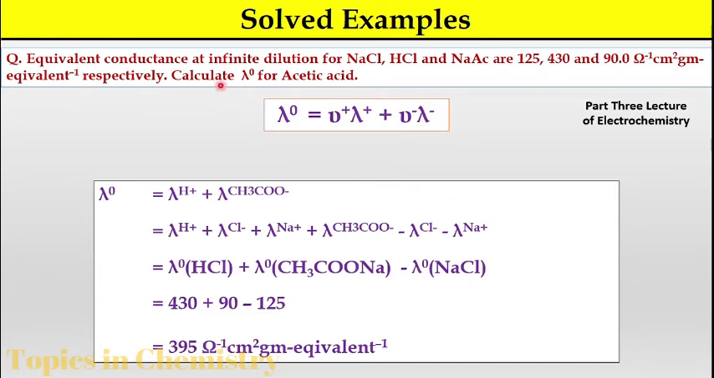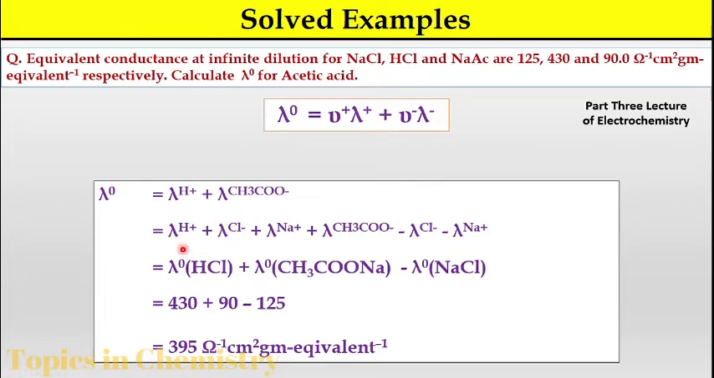Now, if you consider the acetic acid, it will produce one H plus ion and one acetate ion. So nu plus is equal to 1 and nu minus is equal to 1. So lambda 0 of acetic acid is equal to lambda H plus plus lambda of CH3COO minus. So now you can write lambda H plus, lambda Cl minus, plus lambda Na plus, lambda CH3COO minus. Here you can see you are adding this to lambda, that's why you also have to subtract this to lambda. So minus lambda Cl minus, minus lambda of Na plus.